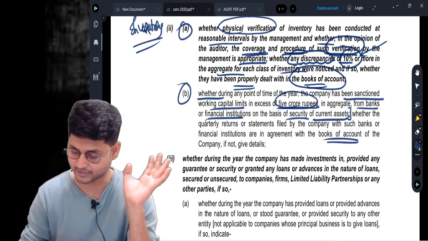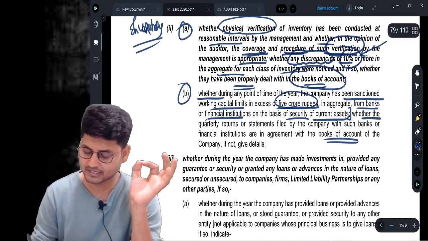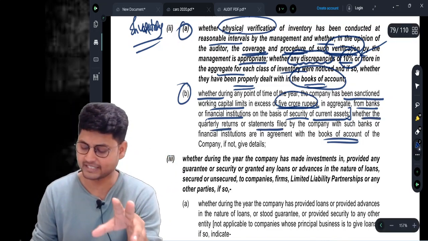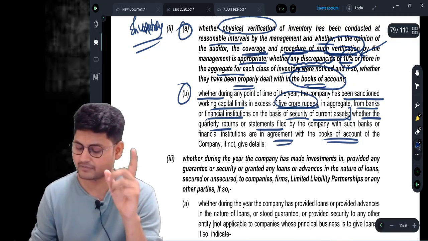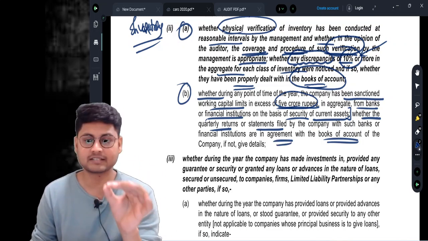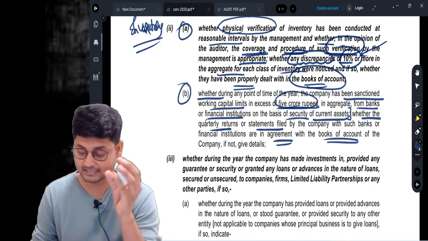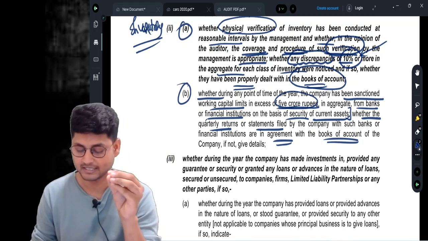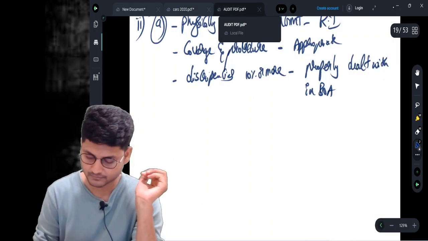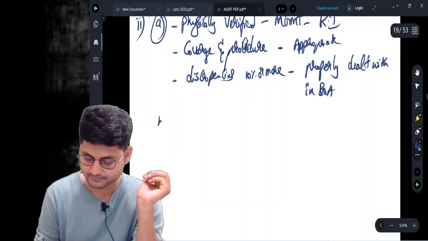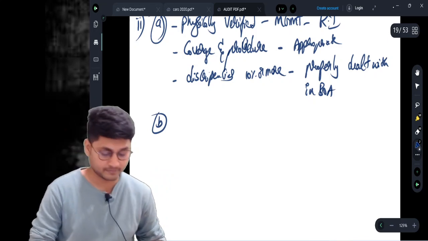I guess you are all getting the point. Whether the quarterly returns or statements filed by the company with such banks or financial institutions are in agreement with the books of accounts of the company. If not, give details. Okay, done. This is clause number B. Let us write clause B notes also.